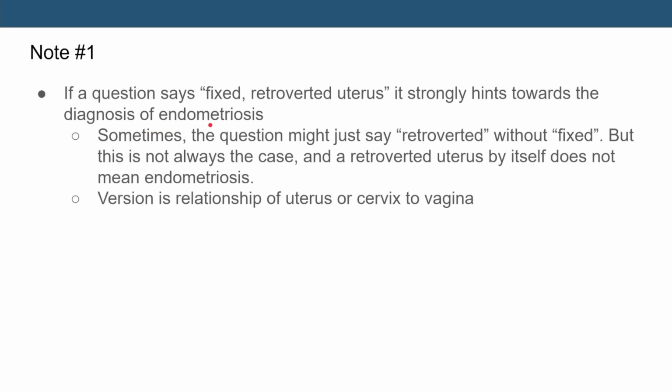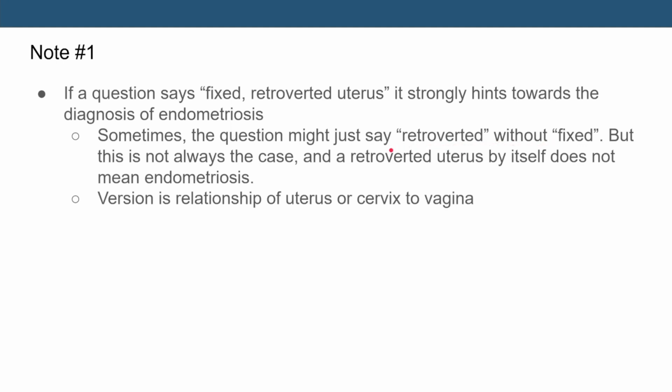So on a question, if you see it says retroverted uterus and it's fixed, then that basically means it's endometriosis. But sometimes the question might just say retroverted without saying fixed, and it would also mean endometriosis. But this is not always the case. It might say a retroverted uterus and it's not going to be endometriosis because it could be normal.